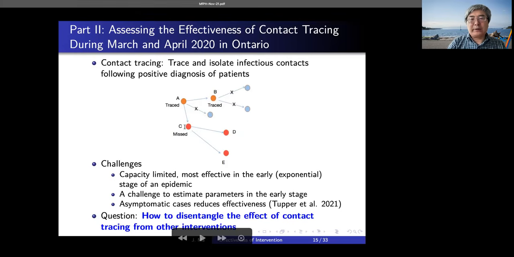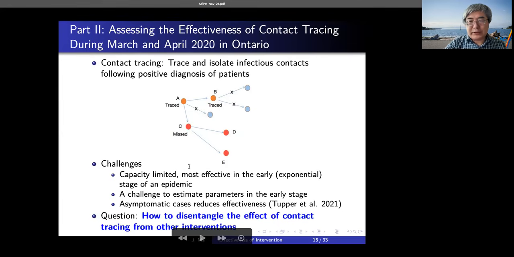And it's possible that we miss some of the contacts, and this is a leak of the contact tracing. So the key parameter here is just the fraction of the contacts we can track. And that's what we call the coverage probability. And it's quite an effective control measure.